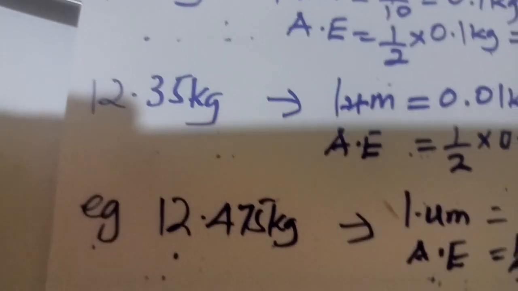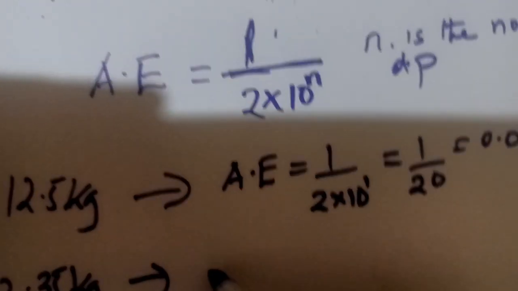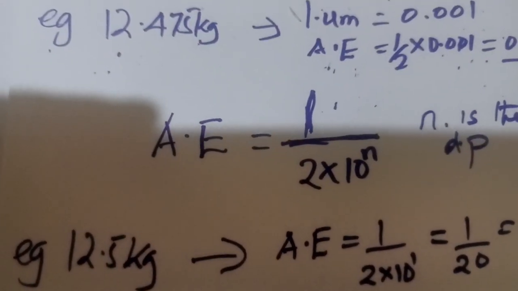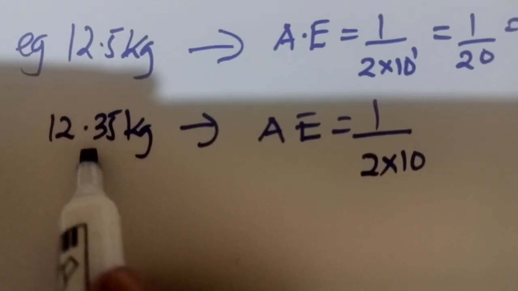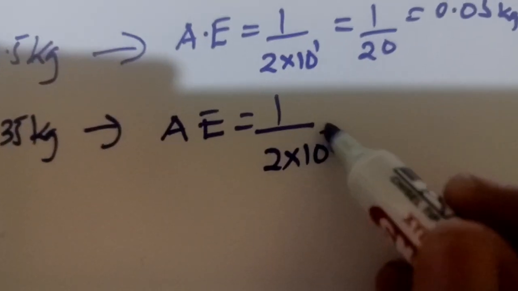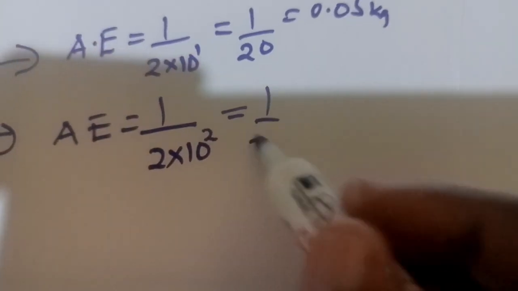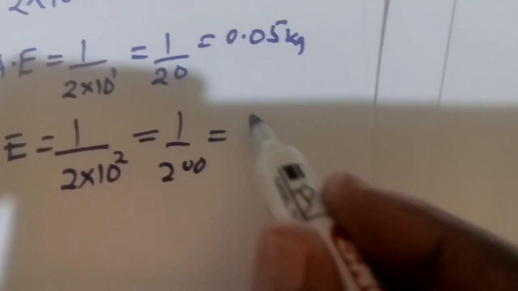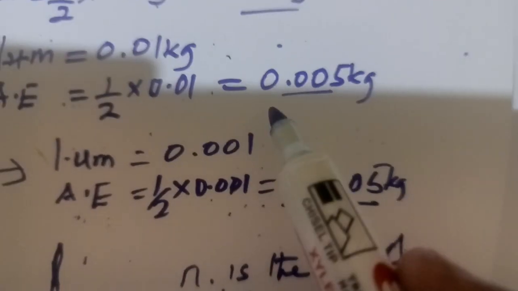Now, if we take the next measurement that we had, 12.35 kilogram, how do we get our absolute error? Using our formula, it's 1 over 2 times 10 power how many decimal places? You can see 35, 2 decimal places. So it's 1 over 2 times 10 power 2, which is 1 over 200. And this, if you work out, will give you 0.005. And that's what we also had up there, you can see.